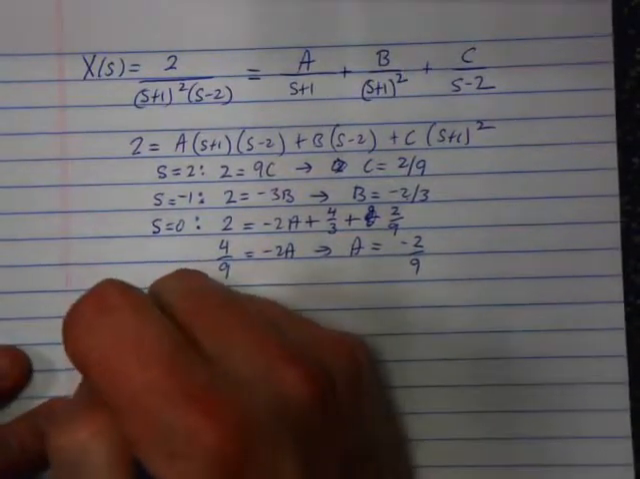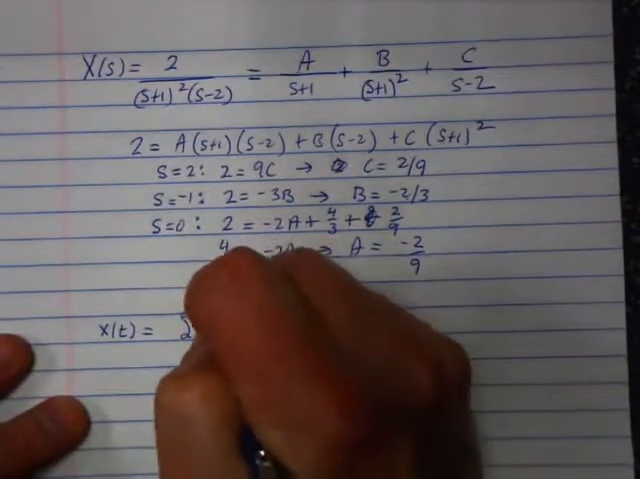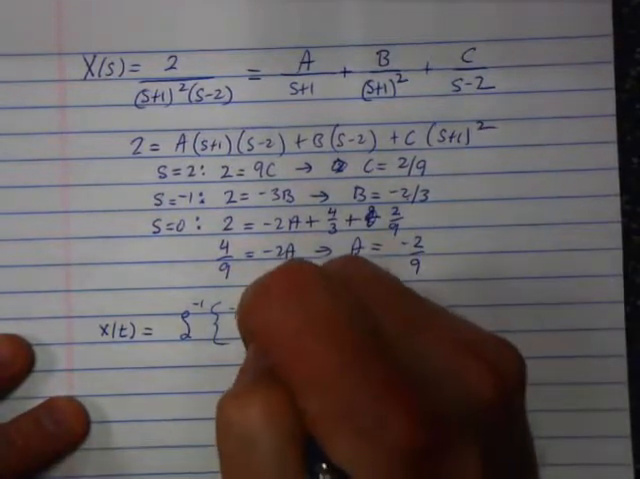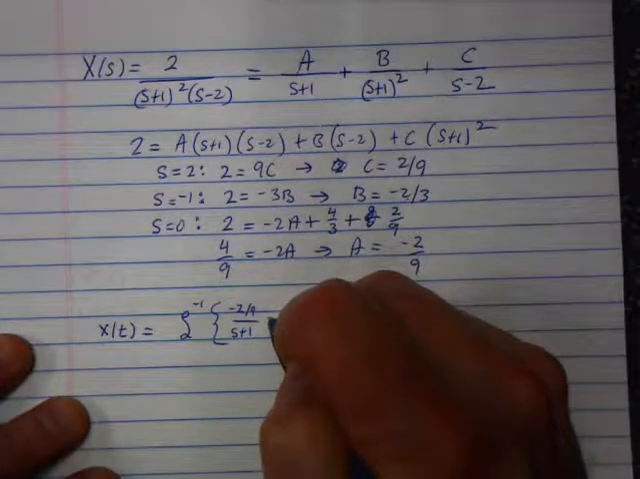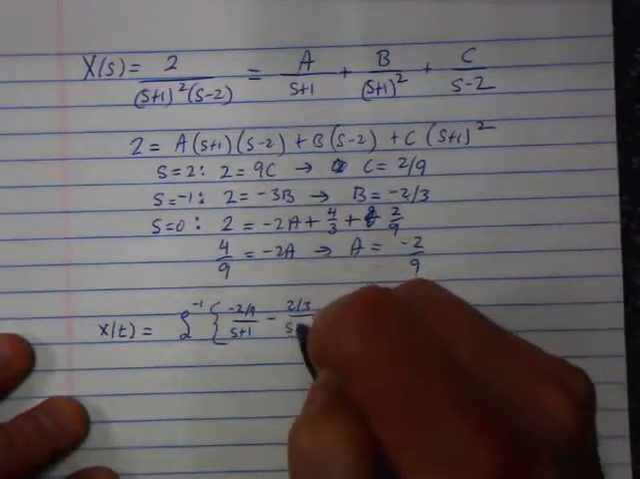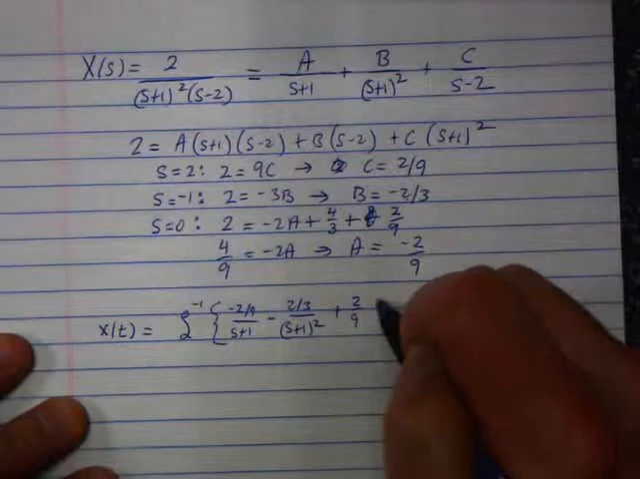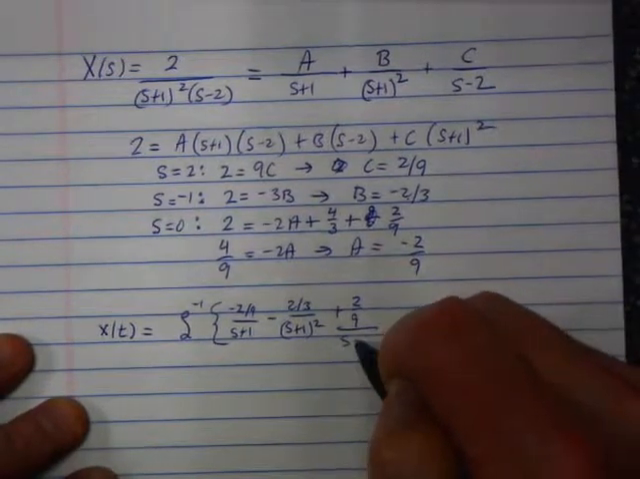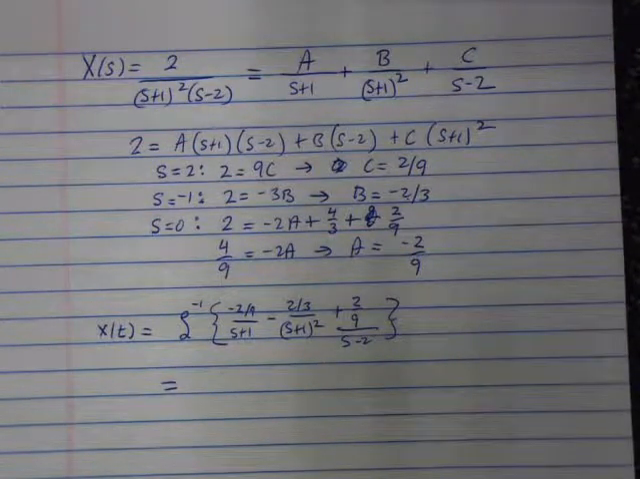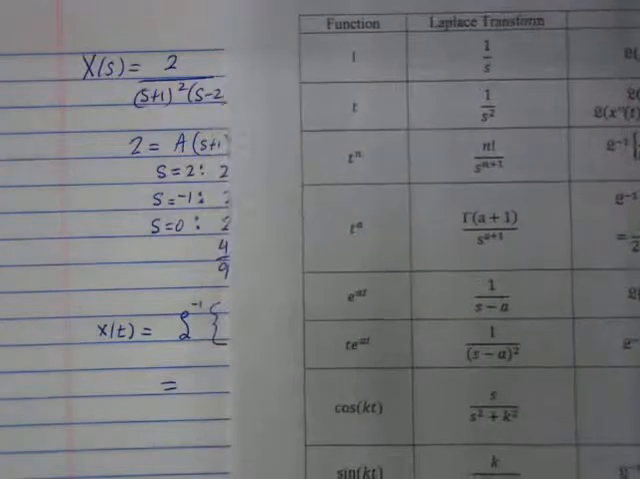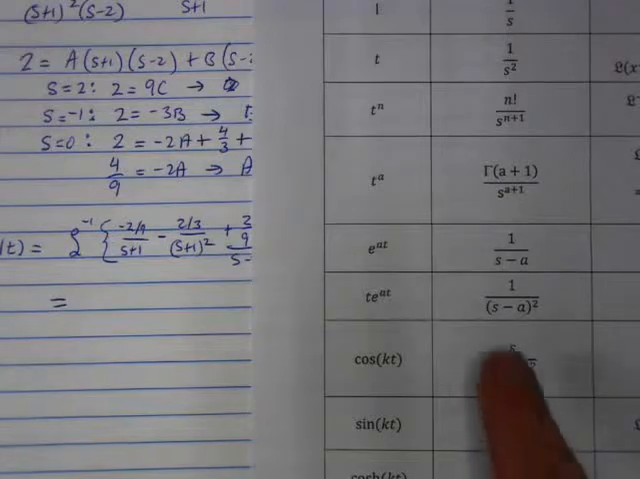Okay. Little x of t. Here's the answer I want. Little x of t is the inverse Laplace transform of negative 2/9 over s plus 1, minus 2/3 over s plus 1 squared, plus 2/9 over s minus 2. Now I need to take the inverse Laplace transform, so I go to my big sheet of inverse Laplace transforms here. What do I do when I have an s plus 1 down on bottom?